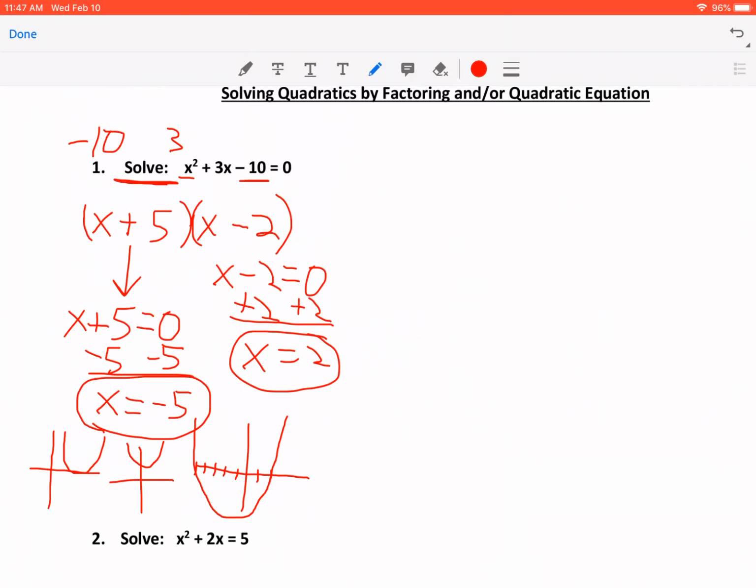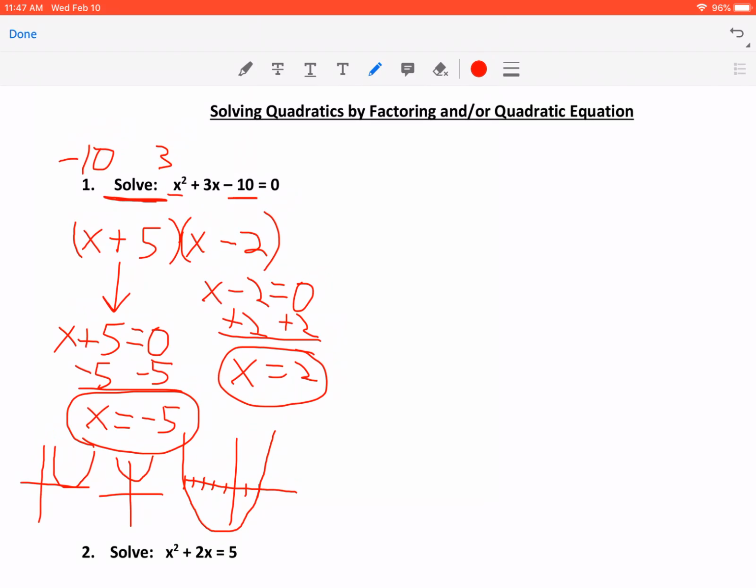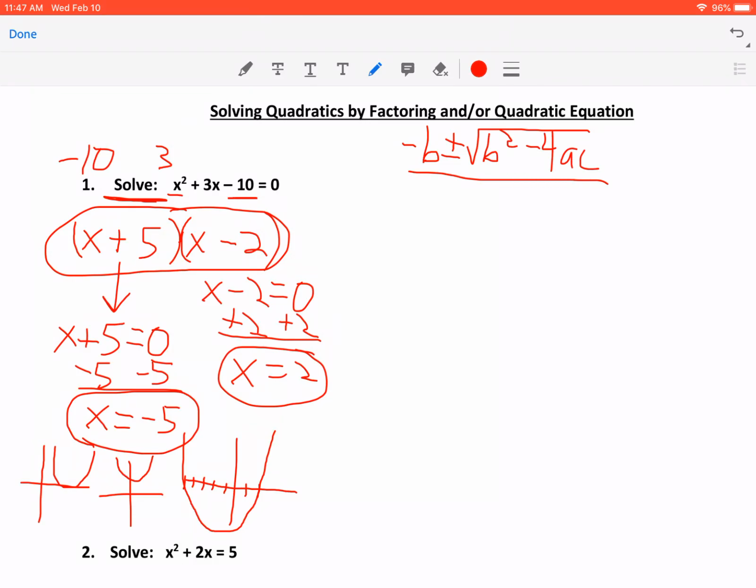All right. Now, what I wanted to show you is if you didn't want to factor it, you could also use the quadratic formula. What was the quadratic formula? Negative b plus or minus the square root of b squared minus 4ac, divided by 2 times a. And let's look back at our original problem. The number in front of x squared, that's a, so a equals 1. The number in front of x is b, so b is equal to 3. The number by itself is c, that's a negative 10, so c equals negative 10.